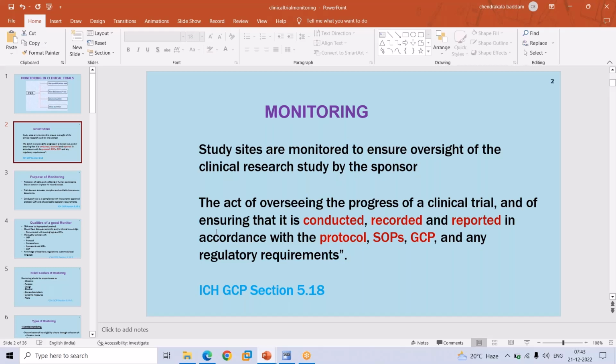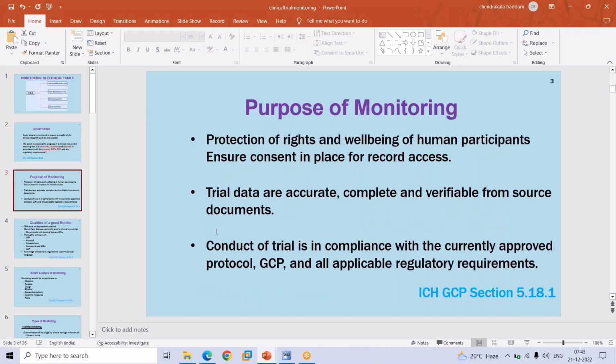So why do we need to monitor? To ensure the study is going on as per protocol, SOP, GCP, and regulatory requirements. What is the purpose of monitoring? Mainly 3 points. The first important point is to protect the rights and well-being of the human subjects, mainly patient safety.